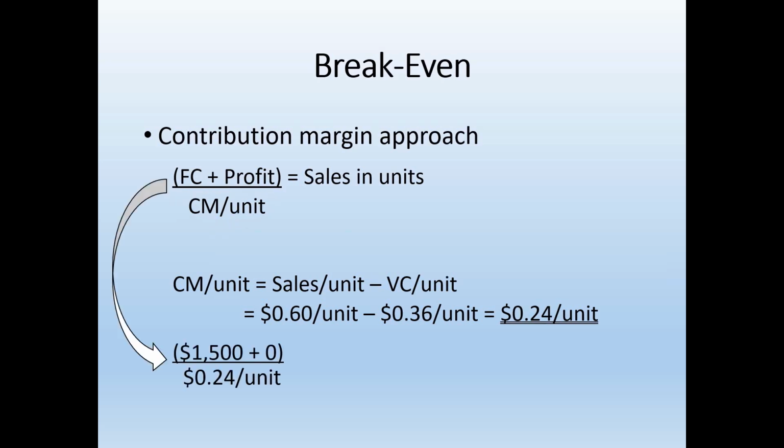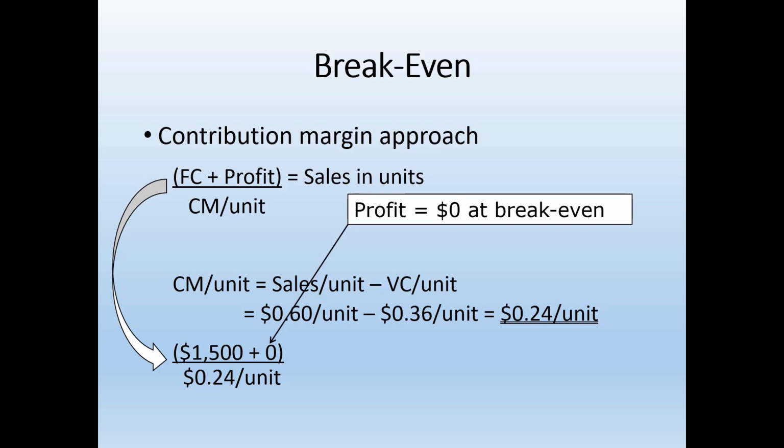So in our formula, the contribution margin per unit is 24 cents. The fixed cost is $1,500. And because we're trying to find out how many units the firm has to sell to break even, the profit is zero. When we crank out the math, we find that the firm needs to sell 6,250 units in order to break even.